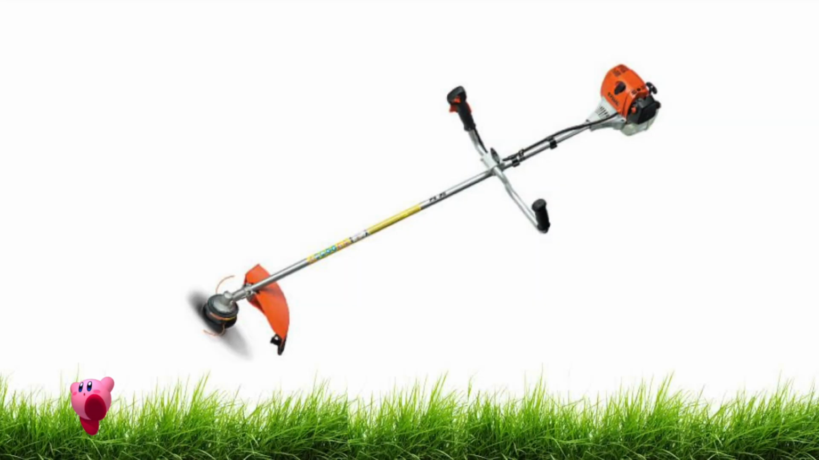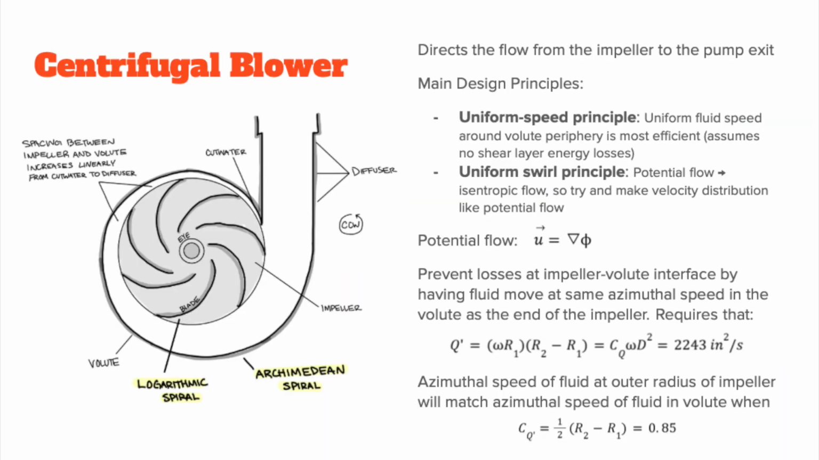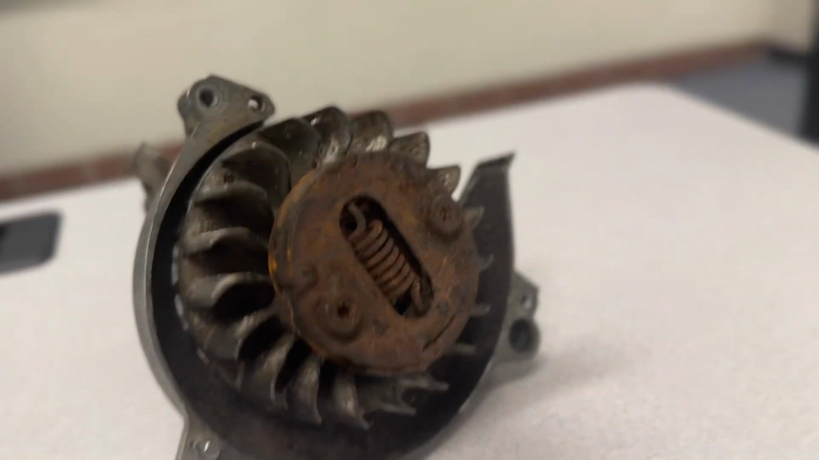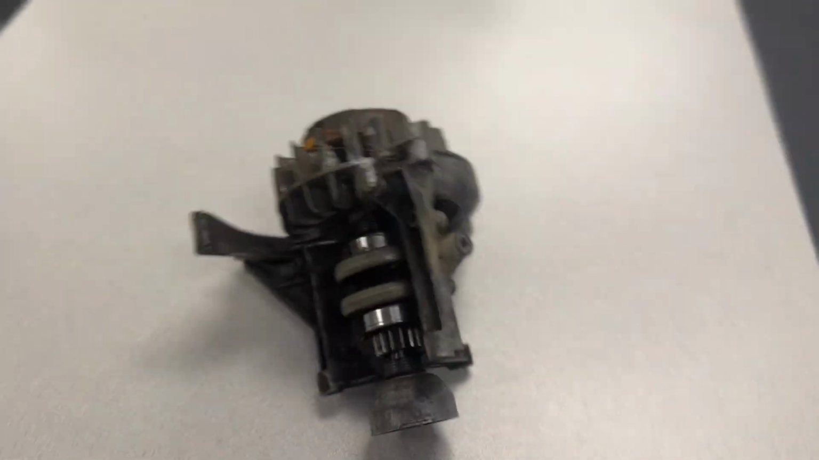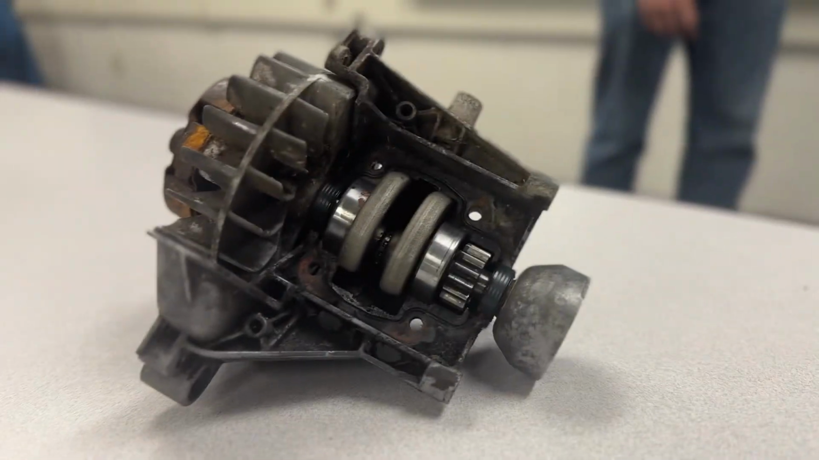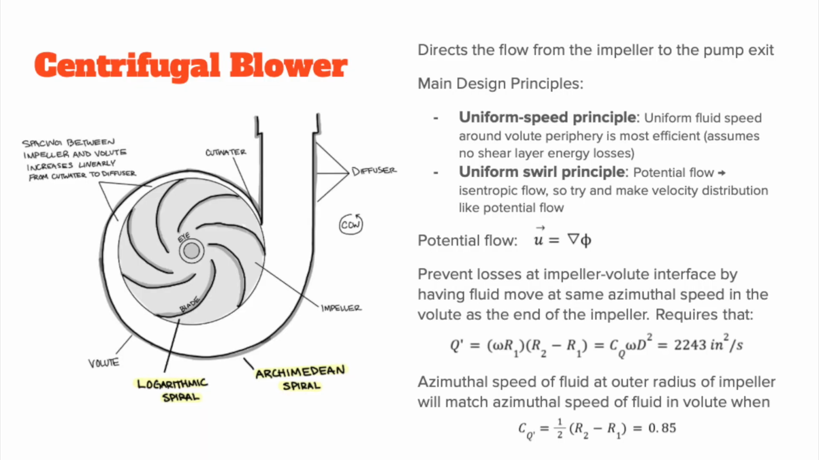Weed Wacker! Alright, y'all, let's start where most of the fluid motion begins, the centrifugal fan. As you can tell, the volute's primary function is to guide the flow smoothly from the impeller exit to the pump discharge while minimizing losses. To achieve this, there are two key design principles.